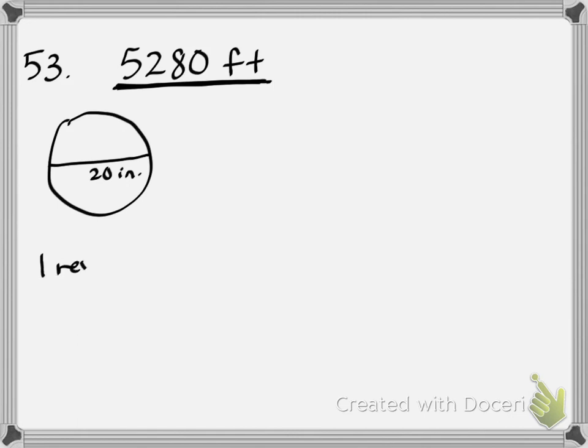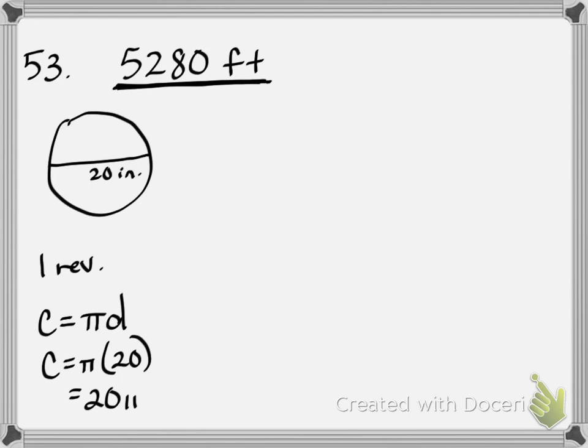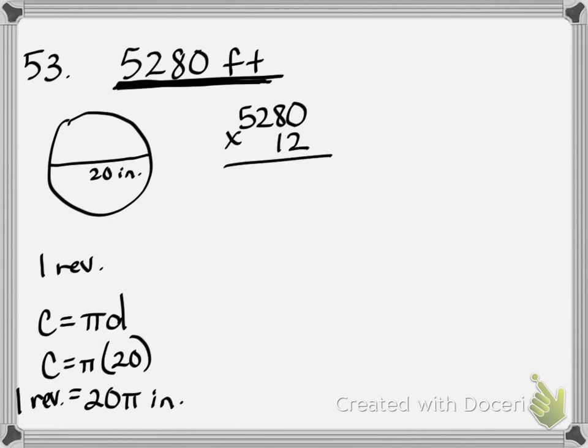Well, 1 revolution is 1 all the way around. That's the length of the circumference. So 1 revolution is found by doing c equals pi times the diameter. So it's pi times 20. So it's 20 pi inches. That's 1 revolution. Well, how many revolutions is she going to have to do to pedal 5,280 feet? Well, the first thing we want to do is probably turn that to inches.